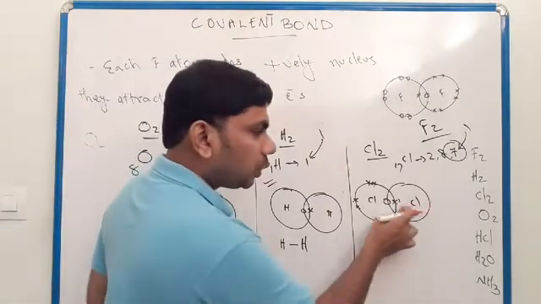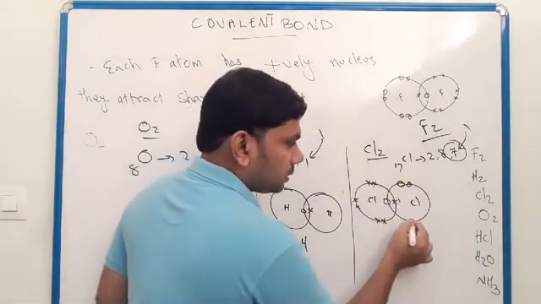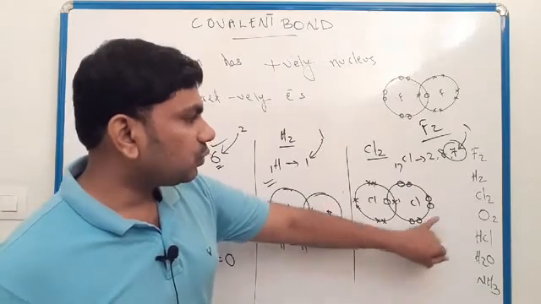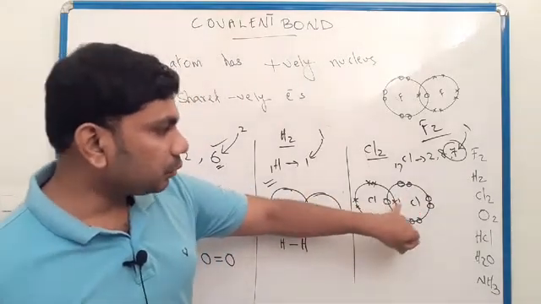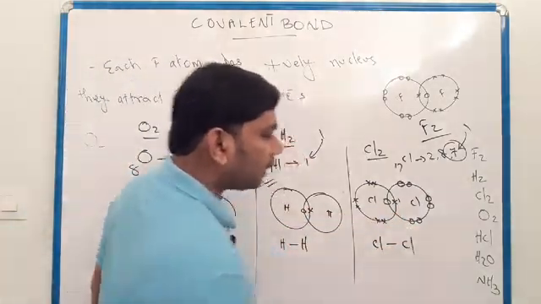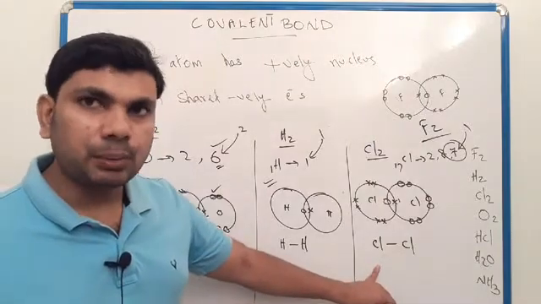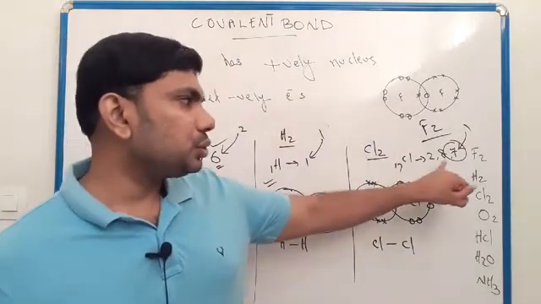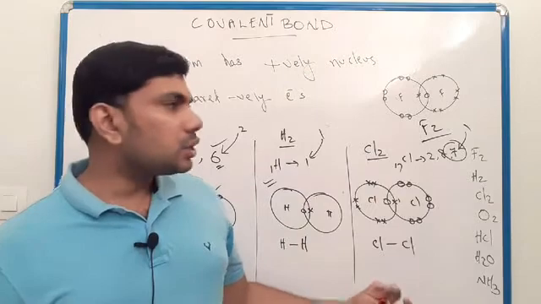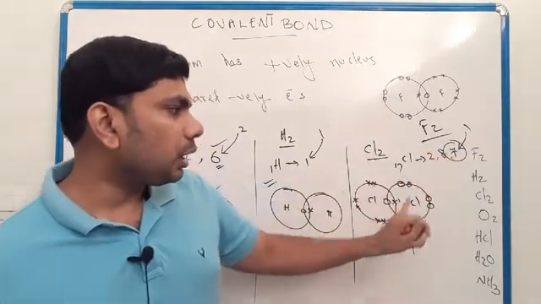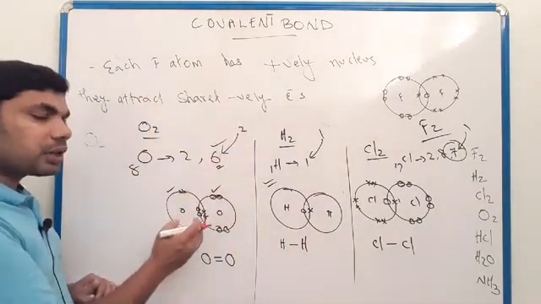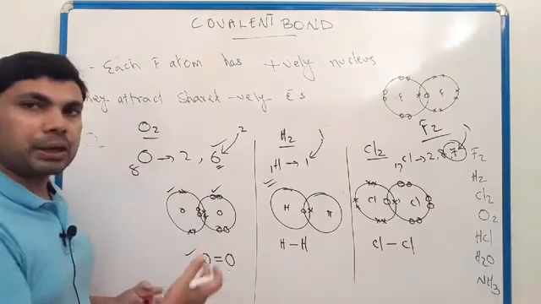What about this chlorine? Only 1 we did, remaining 6. Okay, so here 2, 4, 6, 7, including this 8. So two chlorine atoms share one pair of electrons. So chlorine has a single bond. So you have to do the electronic structure and see how many more electrons are needed. Accordingly, here it needs one more electron, one pair of electrons sharing. In case of oxygen, it needs two more electrons, so it shares two pairs of electrons.